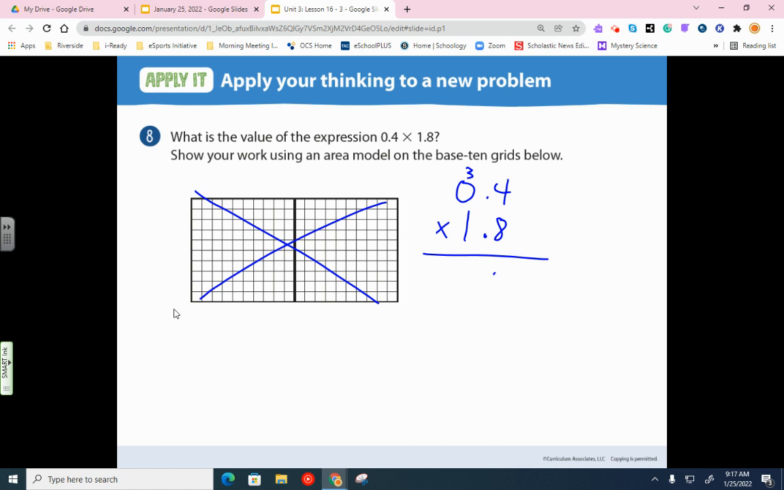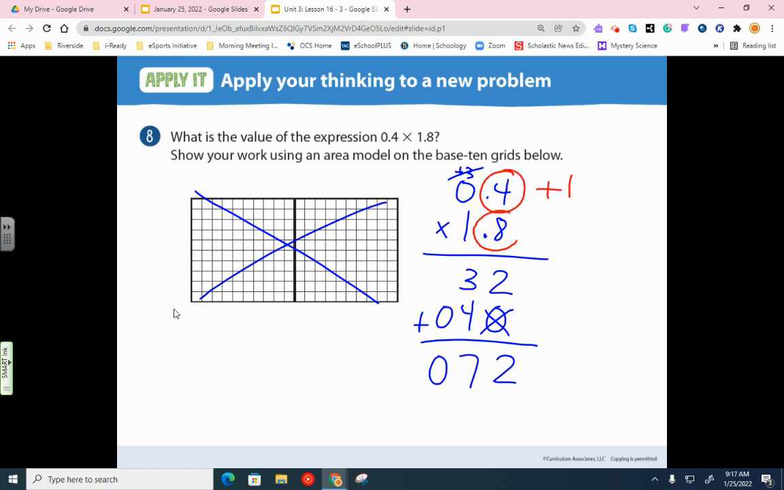8 times 4 is 32. 8 times 0 is 0, but that 3 gives me that. Put a placeholder 0. 1 times 4 is 4. 1 times 0 is 0. All right, so I got 2, 7, and I got my 0 here. So the last step is very important. You got to figure out where to put that decimal point. So I've got 2 decimal place values there. So I'm going to come over to, and our final answer is 72 hundredths.